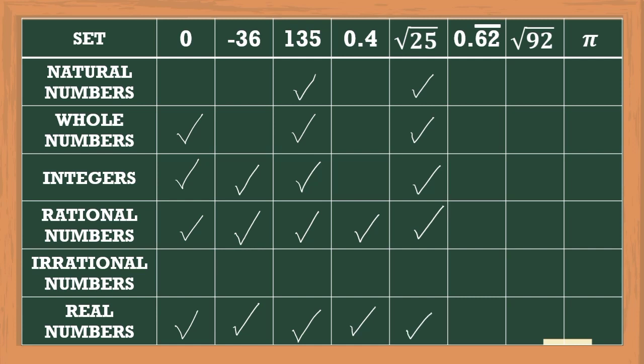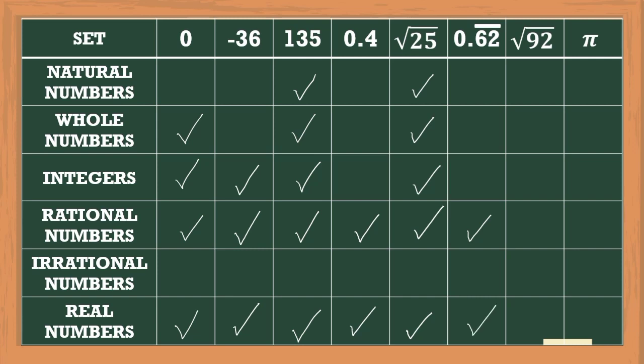Next, 0.62 repeating. So, meron siyang vinculum sa taas na nag-i-indicate na may repeating digits, which is 62. Okay? So, natural number ba siya? No. Whole number, hindi rin po. Integer, hindi. Rational number siya, of course. Pwede po kasi natin express yung 0.62 repeating as fraction, in the form of A over B. Kaya magiging rational siya. And then real number, of course.